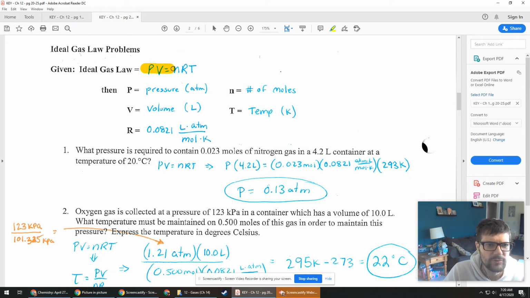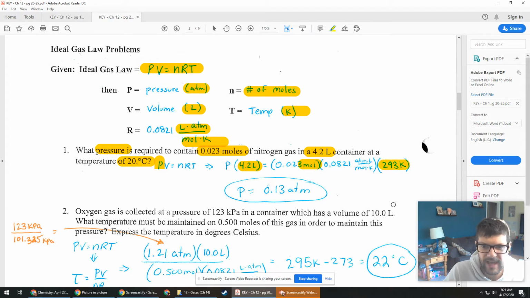Here, again, I rewrote the equation and the units to remind myself of everything as I'm doing these problems. Question number 1 says, what pressure, so the P is going to be my unknown, is required to contain 0.23 moles in a 4.2 liter container at a temperature of 20. Now, one thing about this one that makes it not too bad is we already have moles and liters. So the only conversion we're going to need to do is that 20 Celsius needs to be in Kelvin. I'm going to add 273. My 0.0821 gets put in. All of my values get put in from up top.